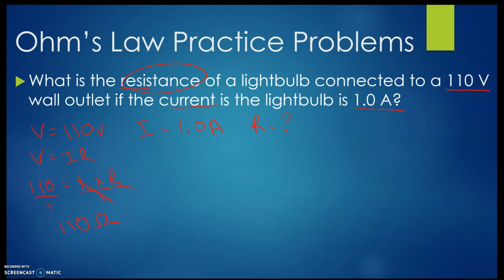Or if you want to go back and find the equation that has R, the resistance, on one side of the equal sign by itself, you could also do your resistance equals your voltage divided by your current. So in this case, we would just still plug in our values. 110 divided by 1, and that's still going to give us 110 ohms.